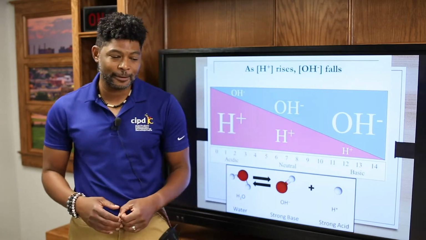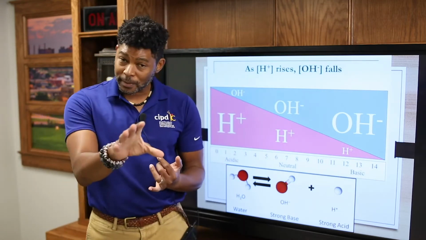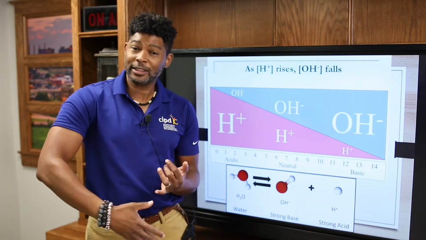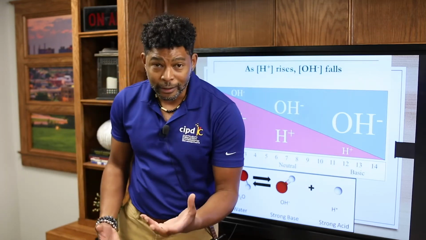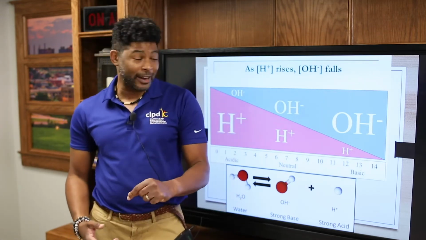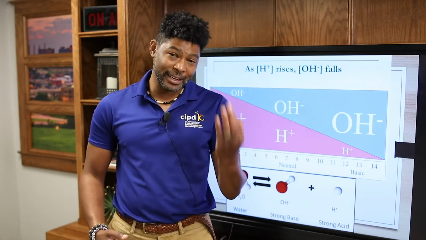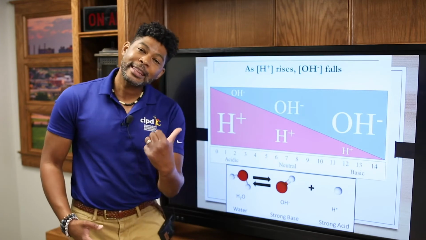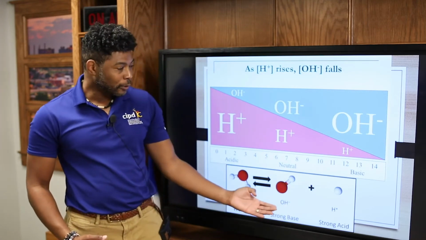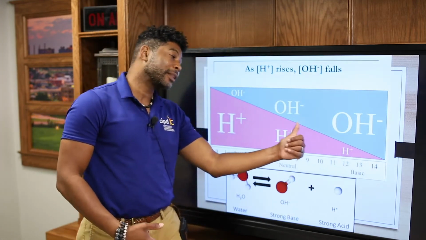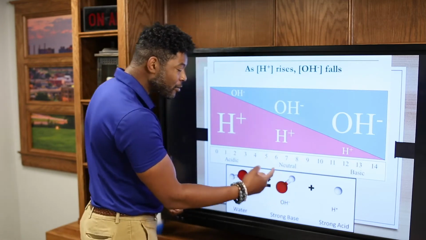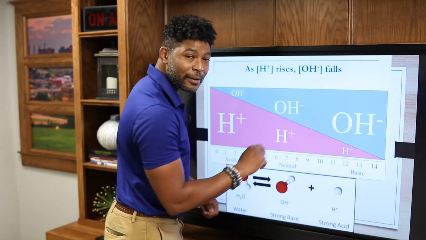Think about it like this. If you get soap in your eyes, and soap is a base, what do you put in to get the soap out of your eyes? Water. If you get lemon juice in your eyes, which is an acid, what do you flush your eyes out with to get rid of the lemon juice? Water. And that's because water will make a base act more like an acid, but water can also make an acid act more like a base.